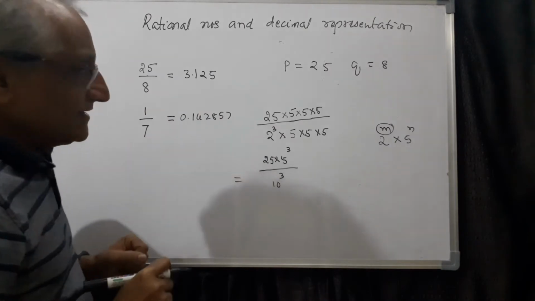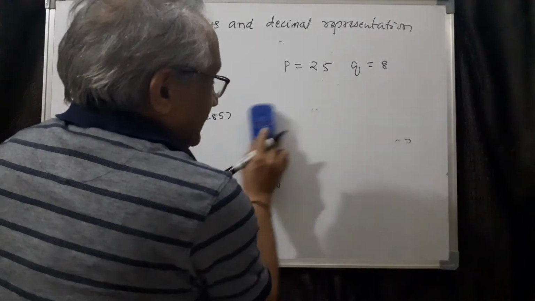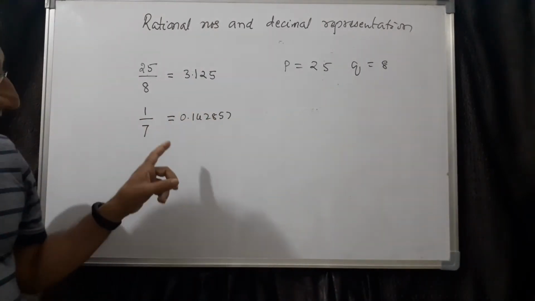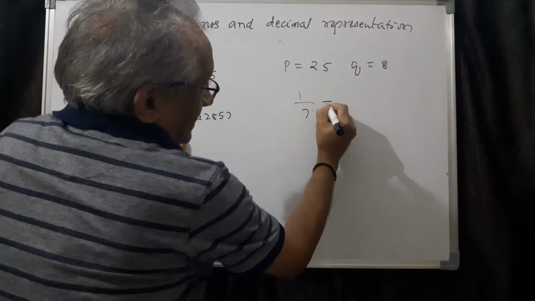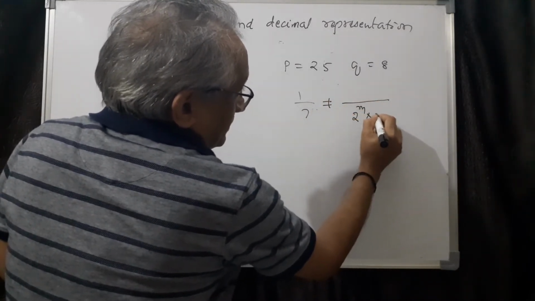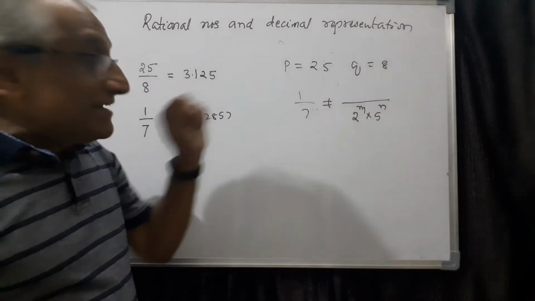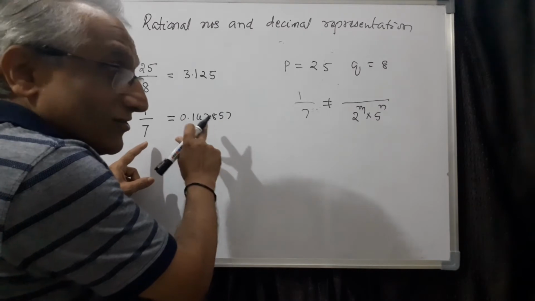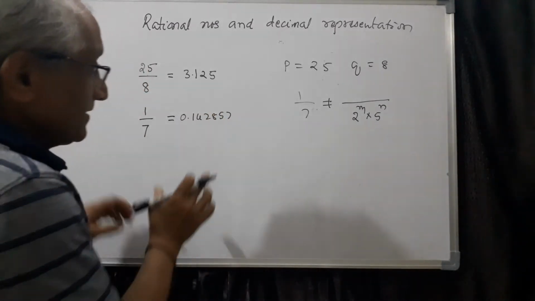And whenever it is 10 cube, it will be a terminating decimal. So this is the idea. But in the second case, you cannot write this in terms of 2 power m into 5 power n. See, 1 by 7 cannot be written in the form 2 power m into 5 power n. So this is not possible. Therefore, this will have a non-terminating decimal expression. So that is the idea.